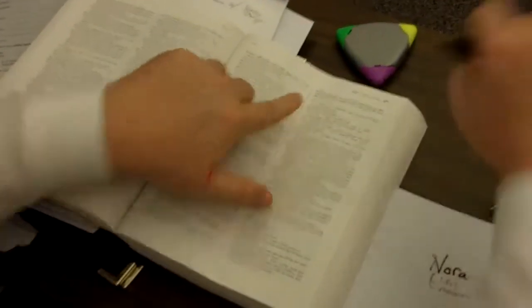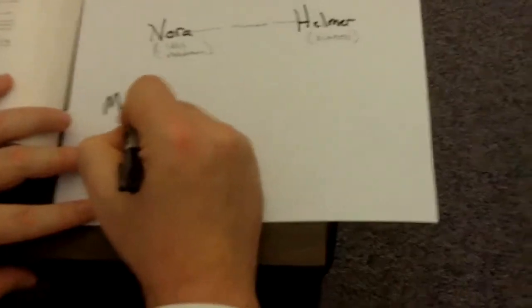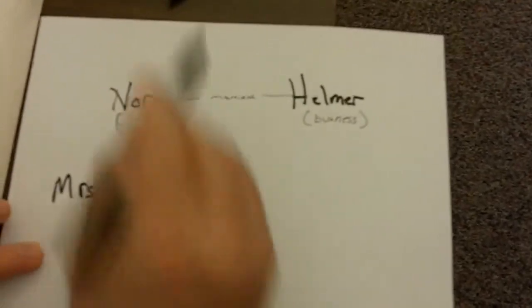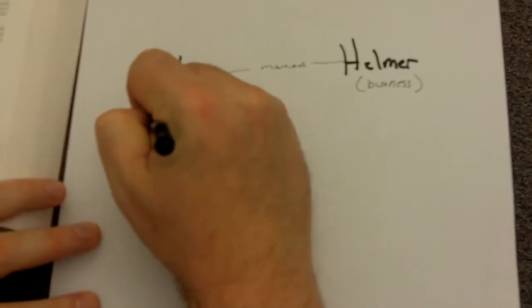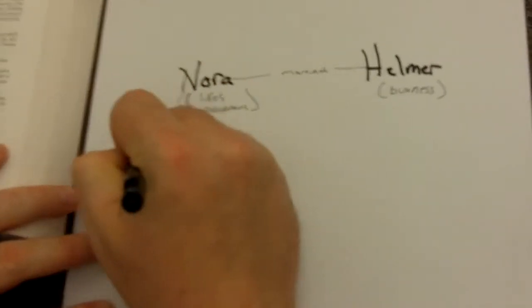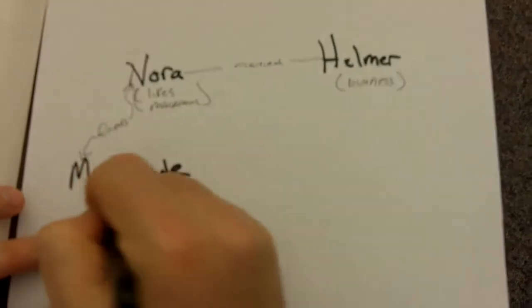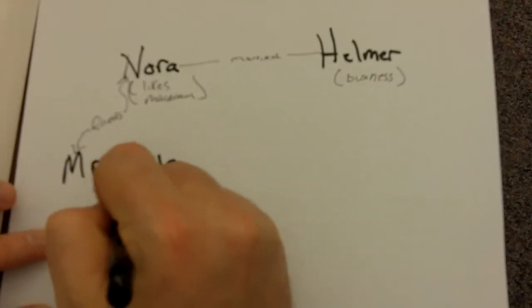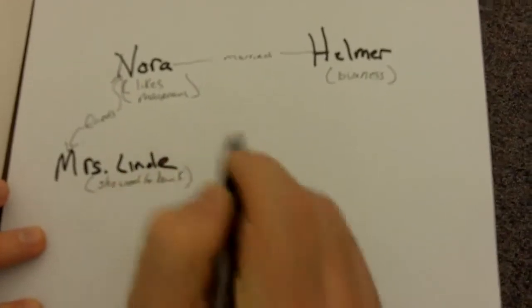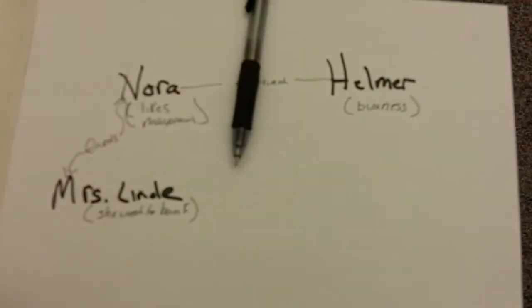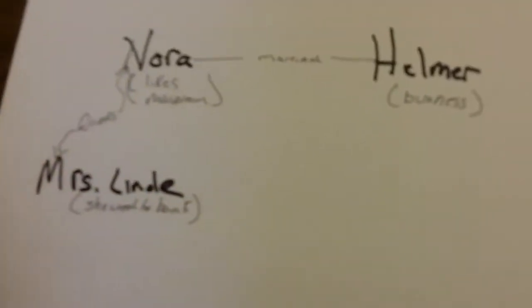But then all of a sudden I'm introduced to Mrs. Lynde. What do I know about Mrs. Lynde? Well, I know she's friends with Nora, and I also find out she used to work in a bank. And then I keep reading along, and I find out as these connections go, I continue to develop my chart here.